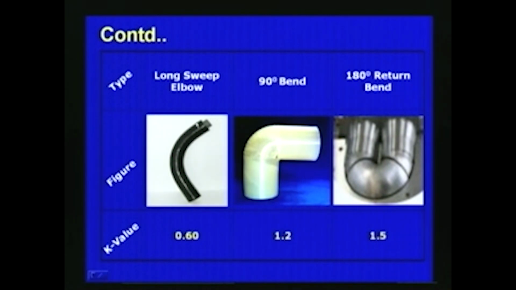And if it is a long sweep elbow, like this, the K value will be about 0.6. And if it is a 90 degree bend like this, for a 90 degree turn of the pipe we will be using a 90 degree bend. So here, for the 90 degree bend, the K value will be about 1.2. And if it is a 180 degree return bend, like this, the K value will be about 1.5.